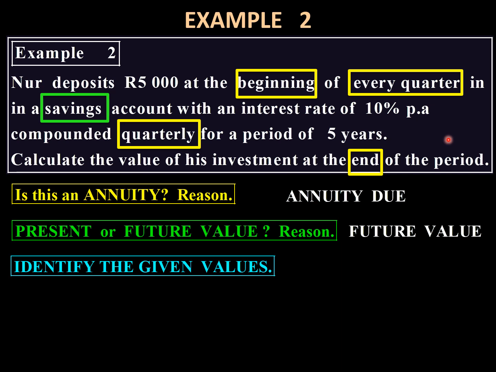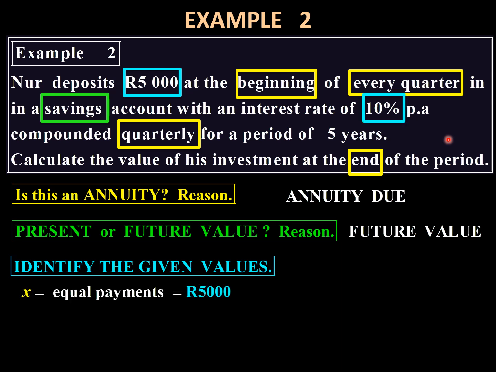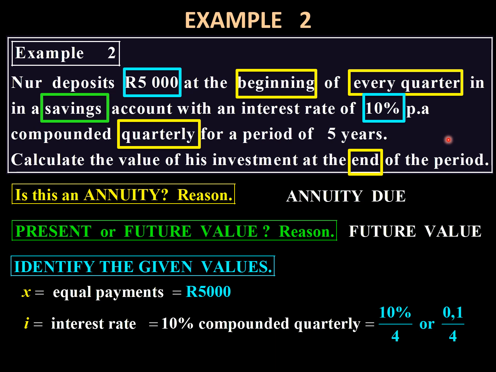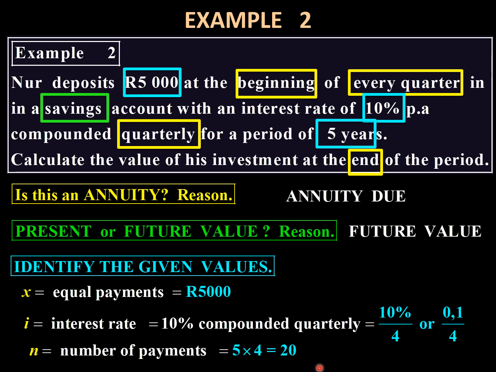Now let's just identify the given values. There's 5,000. And what is that 5,000? That's my X value. There's 10%. That is my interest rate. And it's quarterly, so be careful. It's 10% over 4. Maybe you can rather leave it as 10% over 4. You don't have to simplify that. And then 5 years, and it's going to be quarterly. How many quarters in a year? That's 4. 5 times 4 is 20. In the next slide, we'll actually do the calculation.